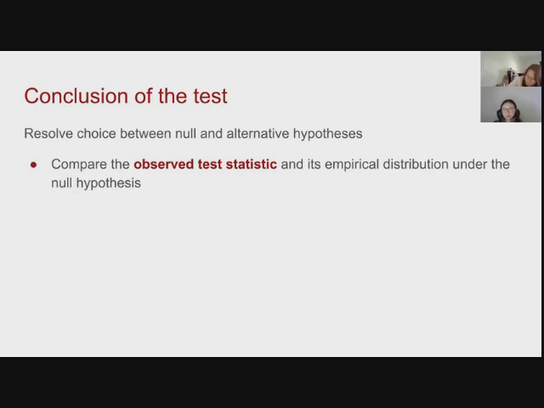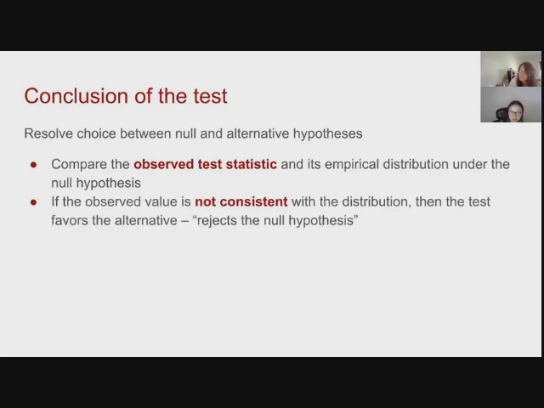We compare the observed test statistic from the data and the histogram that we're able to generate. And again, the histogram is the empirical distribution of the statistic under the null hypothesis. If the observed value is not consistent, meaning it's far away from the bulk of the distribution or it's in the tail, it's very unlikely to happen. That's what we mean. If the null is true, then the test is going to favor the alternative and we're going to reject the null hypothesis.